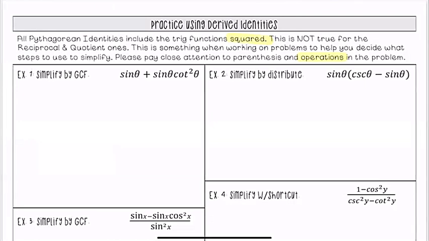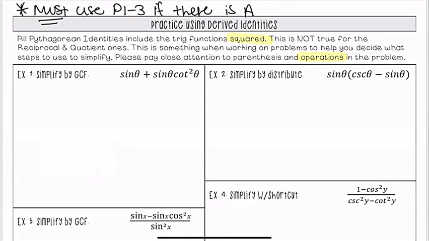In my opinion, the easiest one to look at is the operations. If you see a plus or a minus sign, you have to use a P1, P2, or P3. There is no other way to simplify down to just one term, aka one ratio, without applying P1, P2, or P3. I'm going to put that up here. Must use P1, 2, 3 if there is any plus or minus signs.